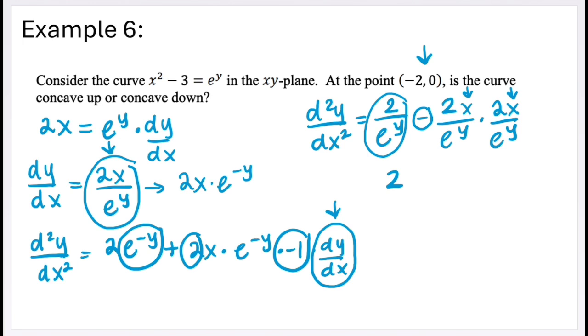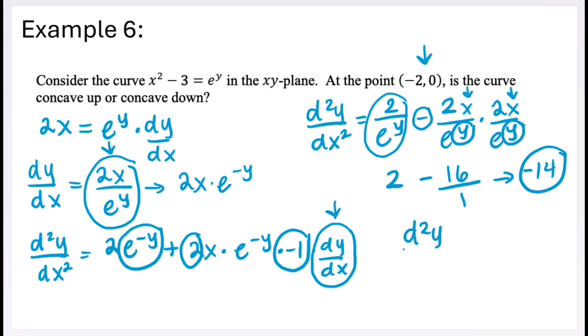Another 2 times negative 2, which will be another negative 4. So I have 3 negatives. So it's actually going to be negative 16 over, and then both of these are going to be 0. So it'll just be over 1. So it'll be 2 minus 16, which is going to be negative 14. So my second derivative is negative. So d2y over dx squared is going to be less than 0. So it's going to be concave down.